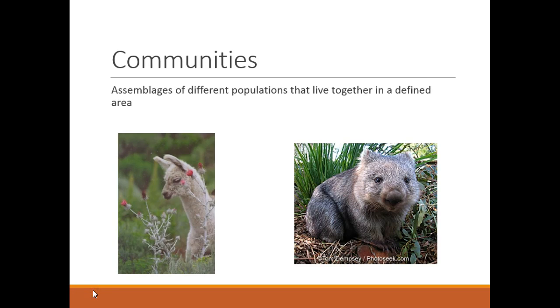The next level of organization is called a community. Communities are assemblages of different populations that live together in a defined area. So in this case, we're taking two different animal populations that belong in the same area. If they're in two different parts of the world, they're in different communities. If they're in the same area, they are part of the same community.